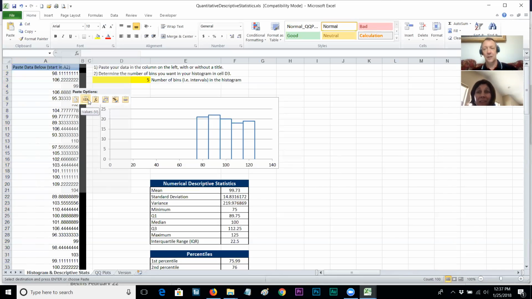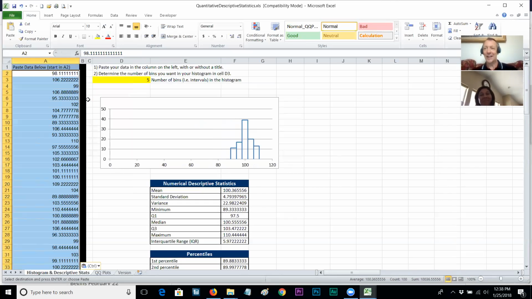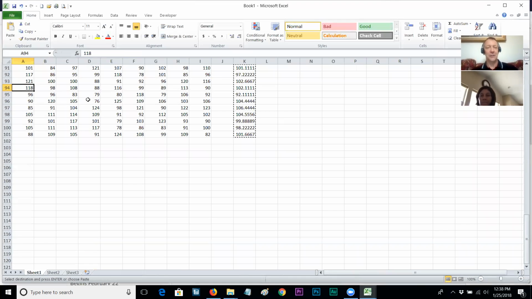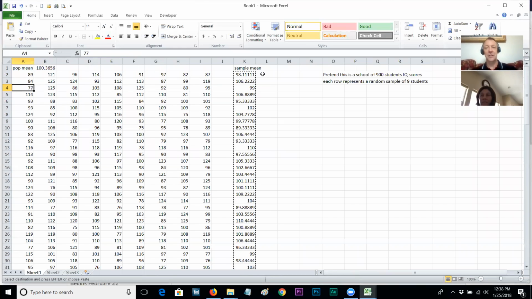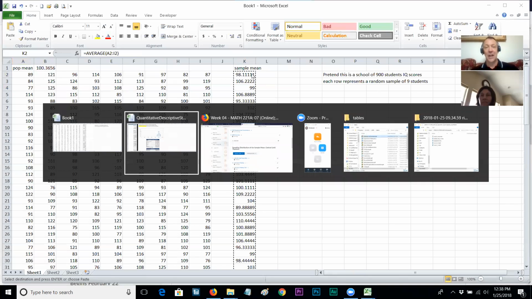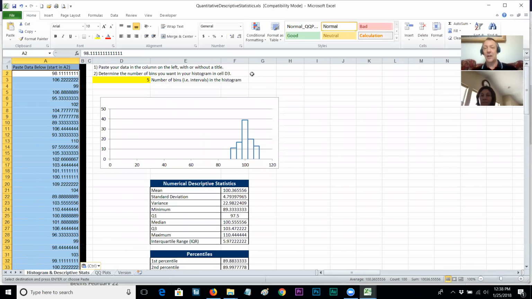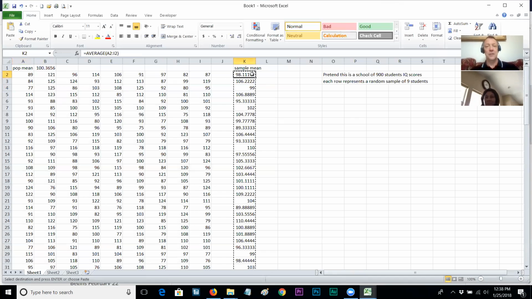I think we'll get another rectangle. Okay, and the central limit theorem says you're going to get a bell curve, so let's see what happens when I paste this data. Look at that. The central limit theorem doesn't apply to raw data like the first time. It applies to the sample means. So if I take the distribution of the sample means, that is going to form a bell curve, which it did.